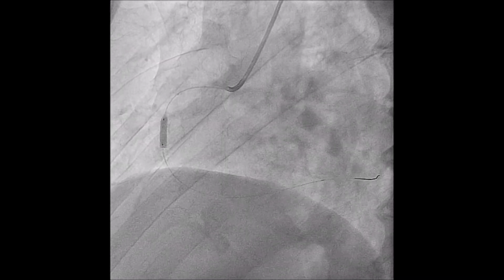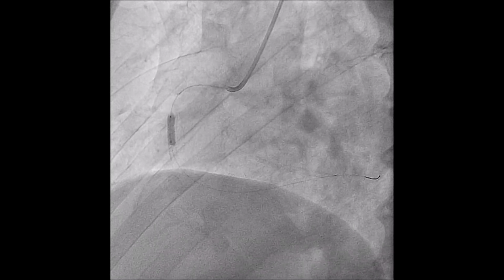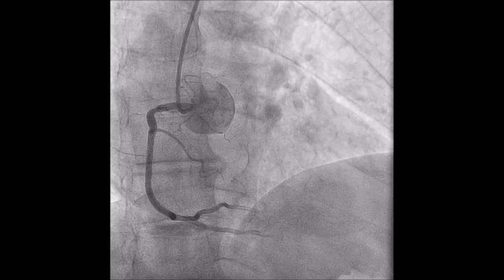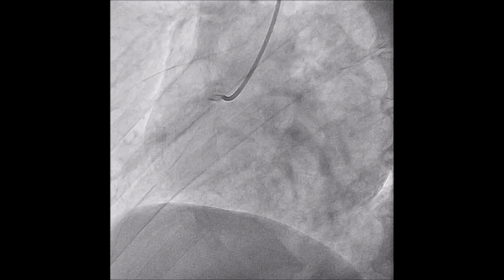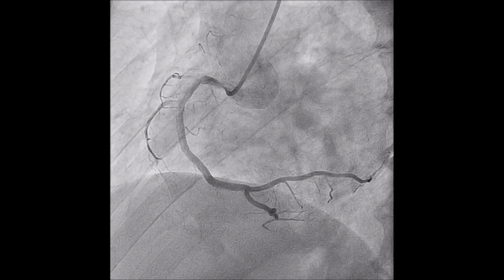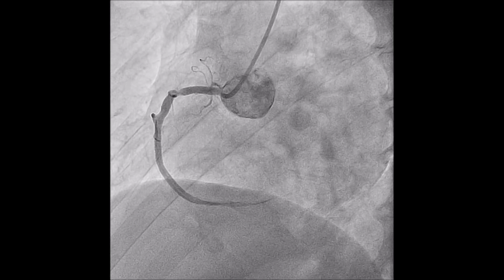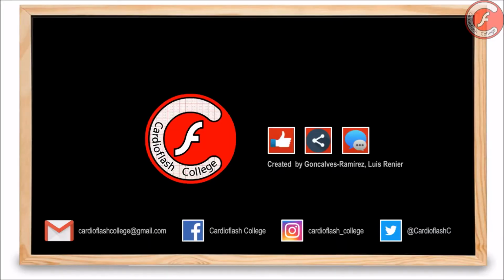Finally, after post-dilation with a non-compliant balloon of the proximal segment of the stent, a good angiographic result is achieved and without peri-procedure complications. This is how our case concludes, and with it, our chapter.